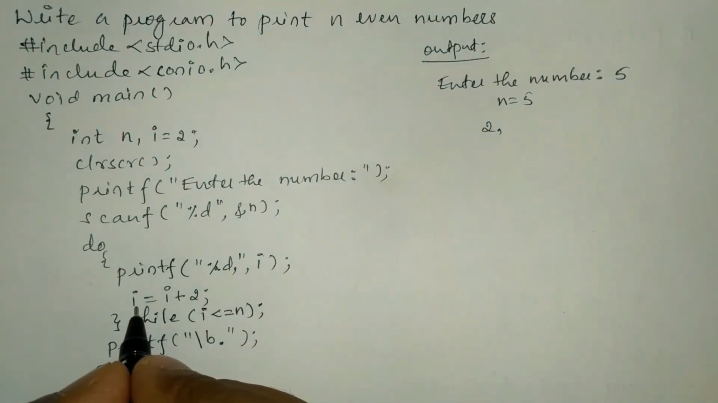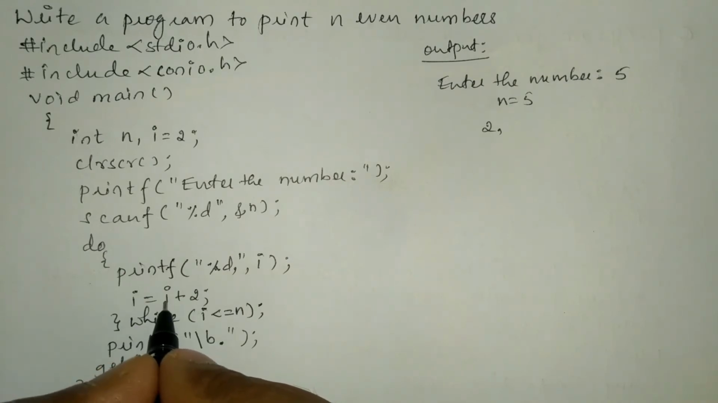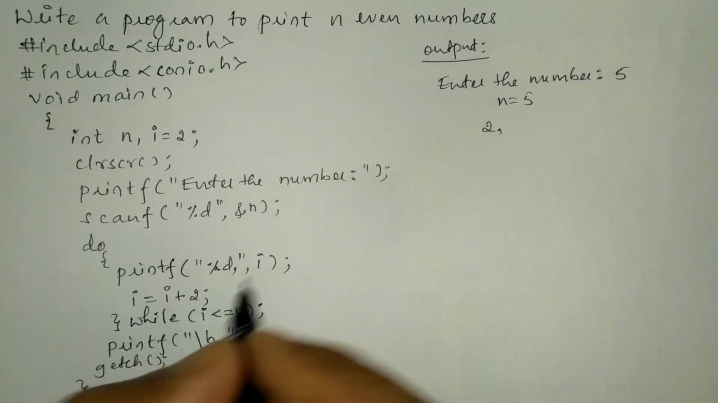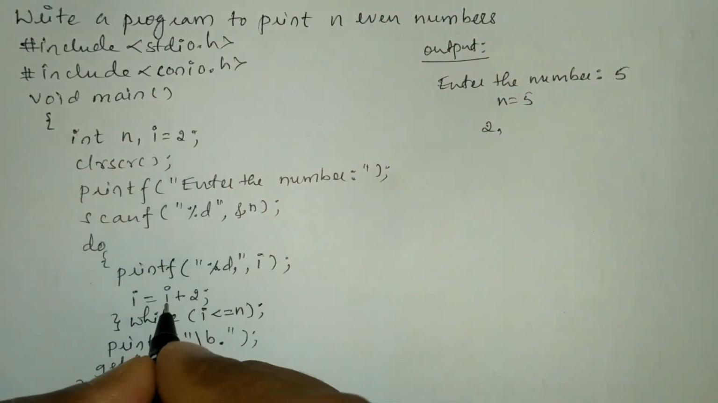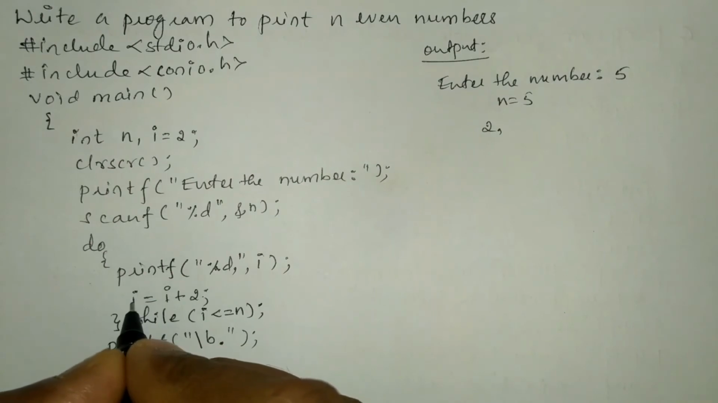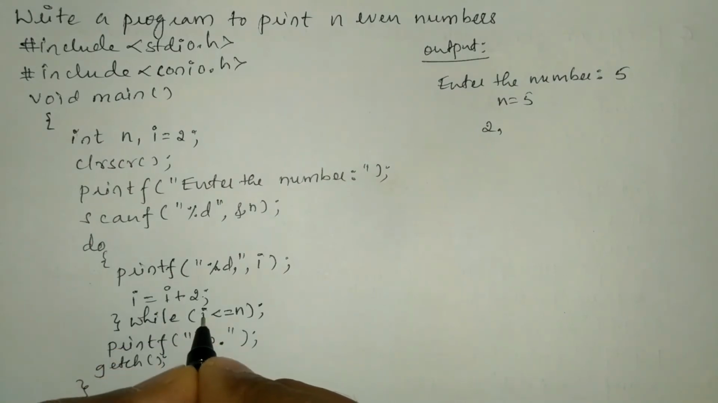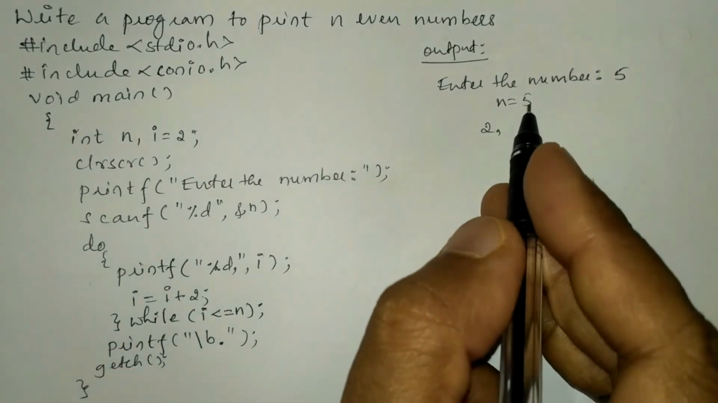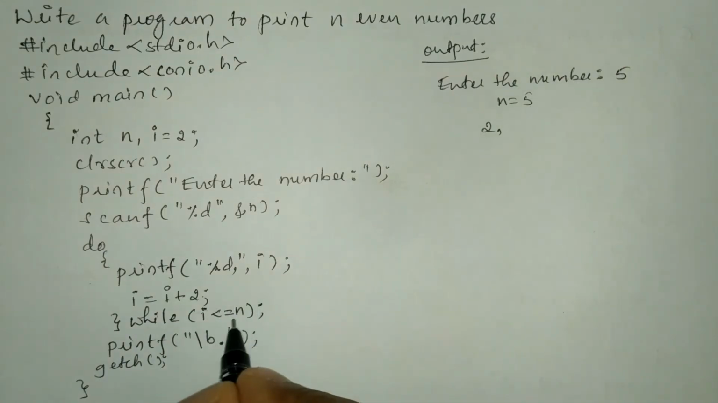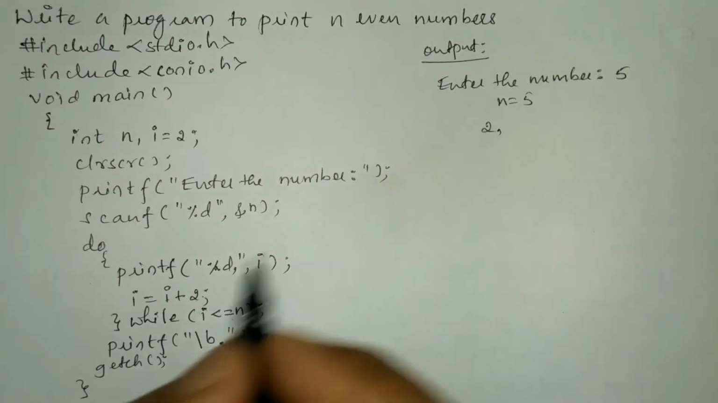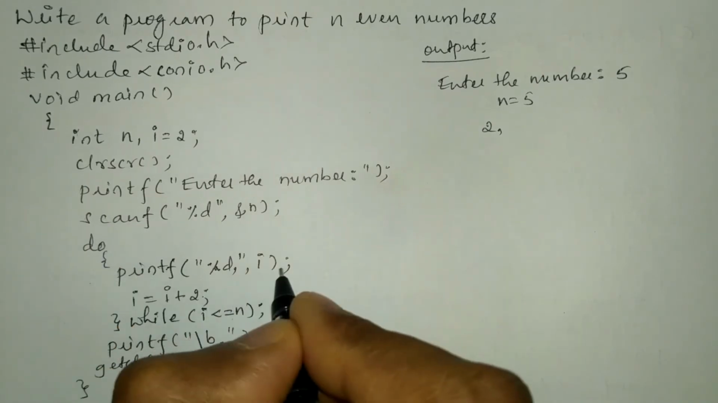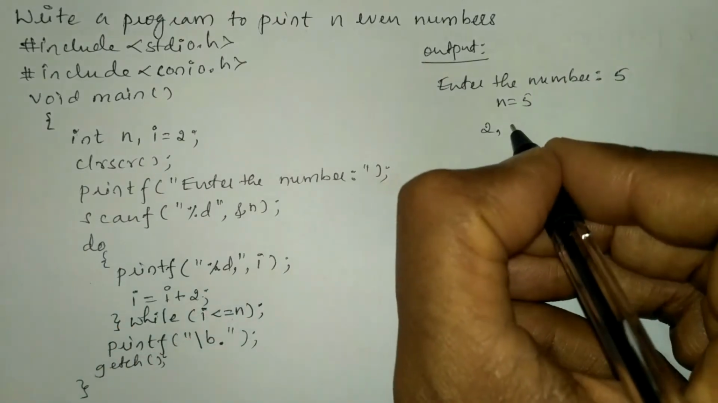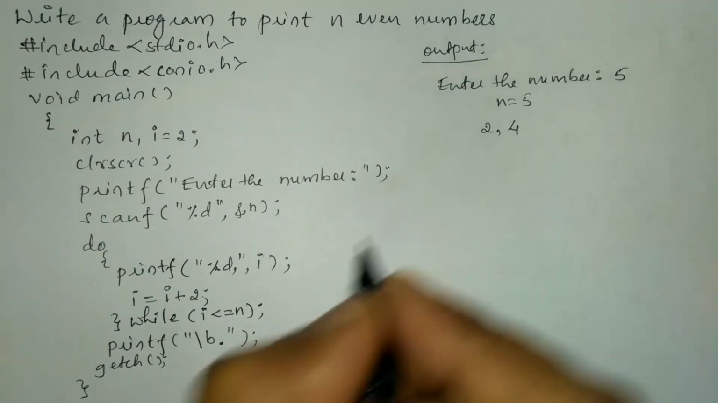Now we are going to increment the value of i by 2. Why? Because here we have written i is equal to i plus 2. The first time i was 2, and 2 plus 2 is 4. i is 4, while 4 is less than or equal to n, which is 5. 4 is less than or equal to 5. Yes, the condition is true. Once again control transfers to do, and it is going to print the value of i.